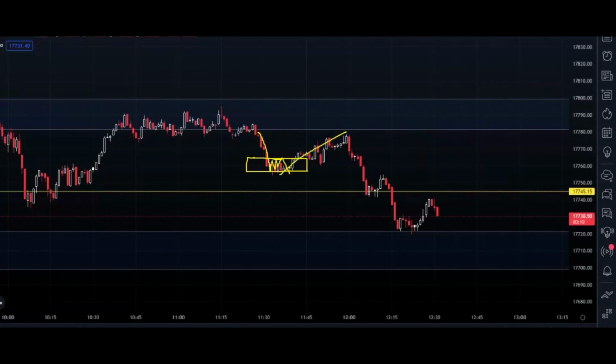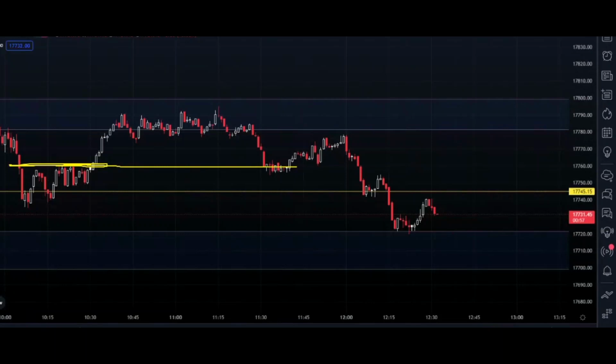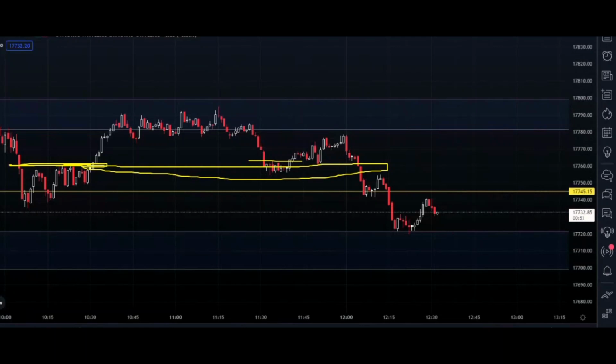Now just think, people who have a buying bias, what will they think? They will think that, okay, this has become a support because the market took resistance here and then broke, and if you extend this, this is the support here. So the market is taking support and it's breaking this zone, it's going up.